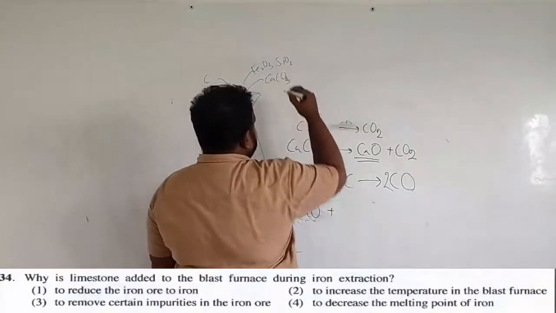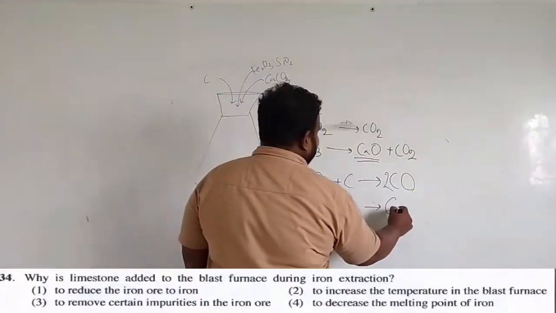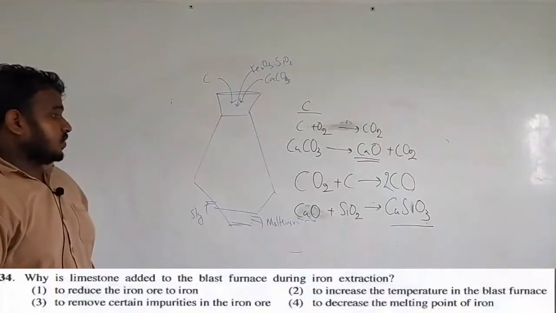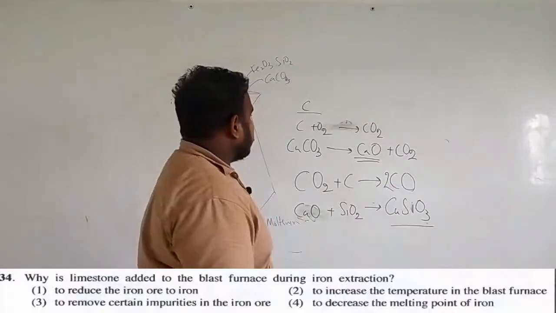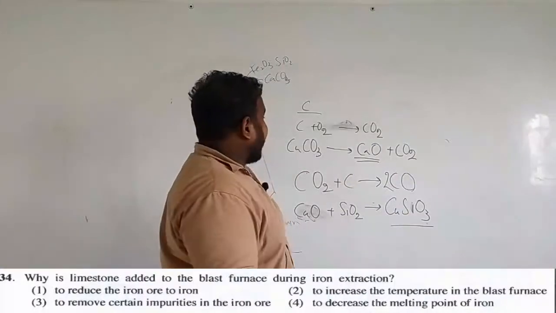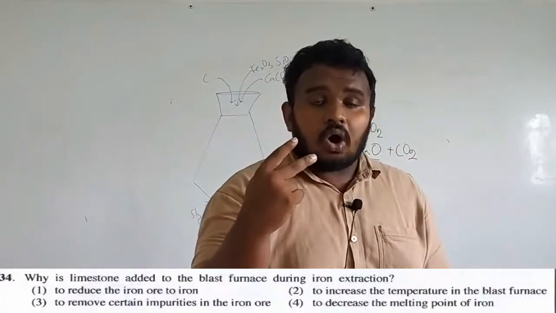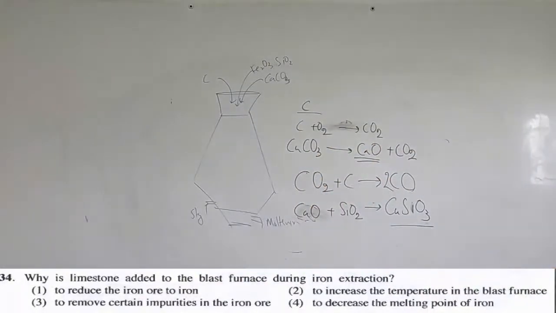reacts with the remaining SiO2 and produces CaSiO3. This is a major part of this slag. So formation of slag, or the removal of waste material, is also one of the main uses of calcium carbonate. So calcium carbonate has two main reasons: either for the production of carbon dioxide, or else for the removal of dirt or dust. So why do we add it? The answer is certain impurities in iron ore. So the third one will be the answer for 34th.